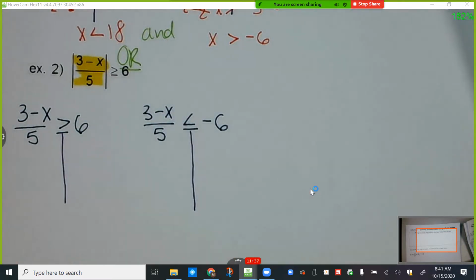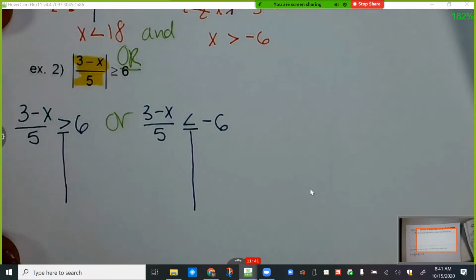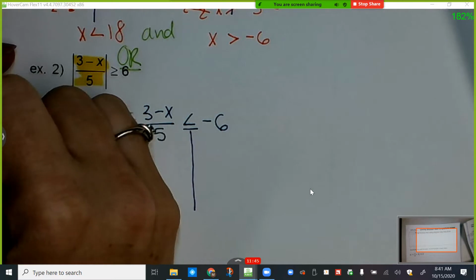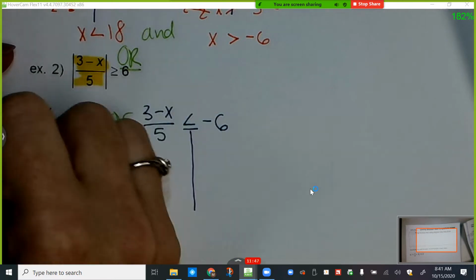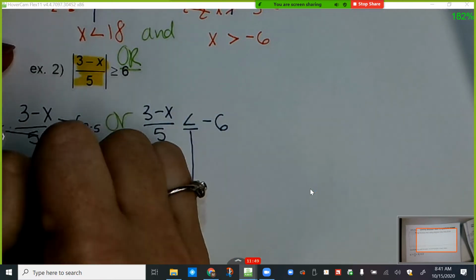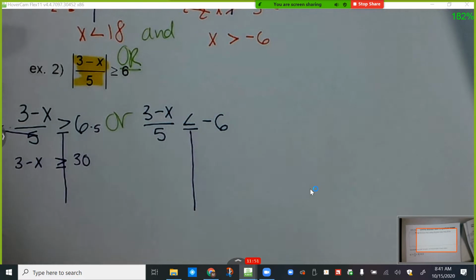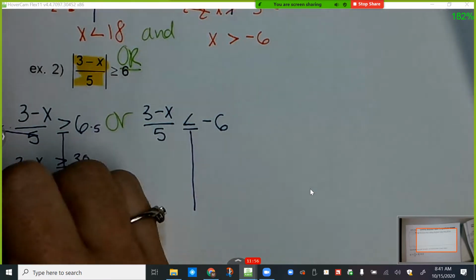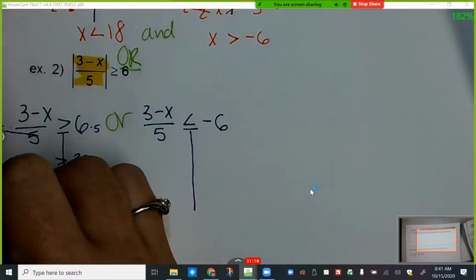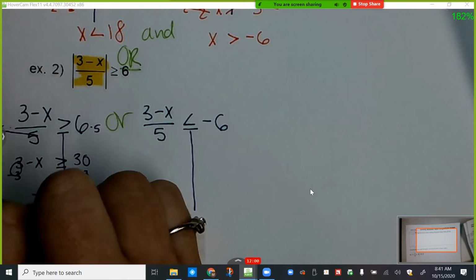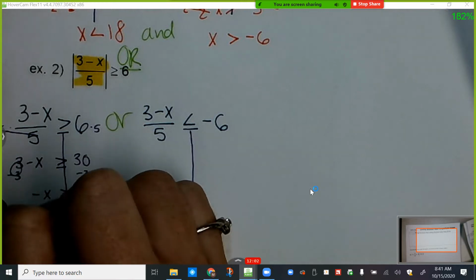Now we solve. So what do I do here to solve? Multiply by 5, yes. That cancels. I get 3 minus x is greater than or equal to 30. Now what? Subtract 3, because that's a positive 3. I get negative x is greater than or equal to 27.